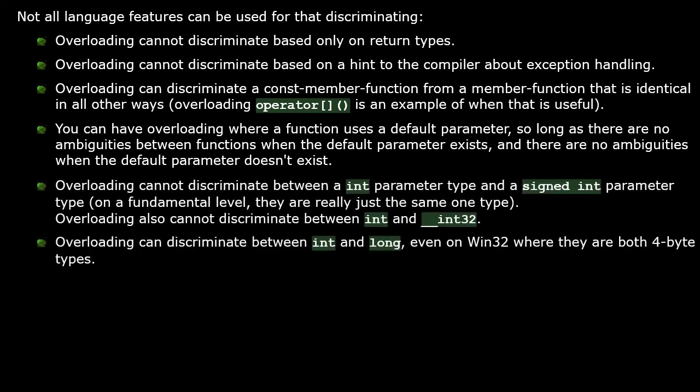Overloading cannot discriminate between two parameters whose type is the same, but only appears different in source code because of type aliasing. For example, overloading cannot discriminate between an int and a signed int. It can discriminate between int and long, because those are two different types, even though many platforms implement their two binary representations in identical ways.